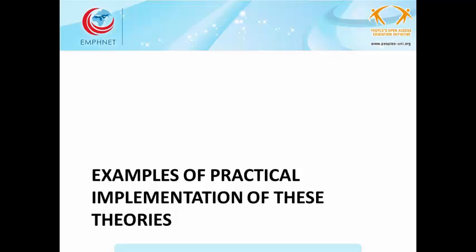We're going to take a couple of examples on how to implement these theories. They are general examples in addition to the case that we've just discussed. The first example is the informed consent.